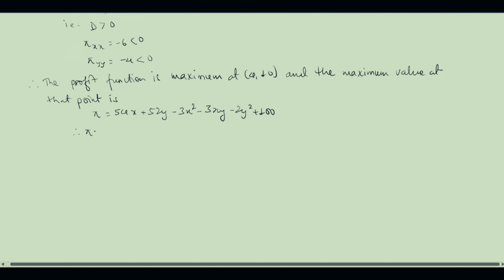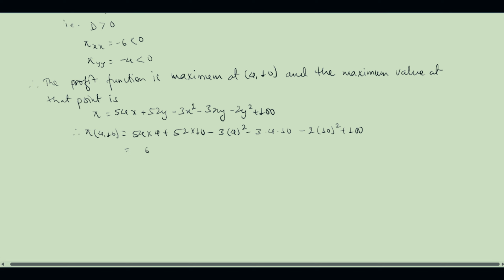Therefore, the profit function at (4, 10) is given by 54 into 4 plus 52 into 10 minus 3 into 4 square minus 3 into 4 into 10 minus 2 y means 10 whole square, plus 100. What we'll get?